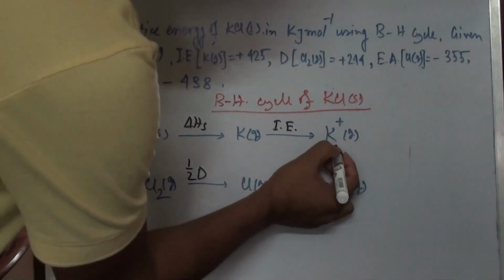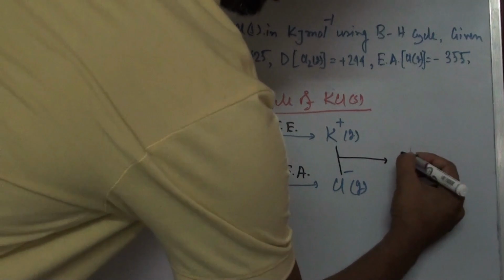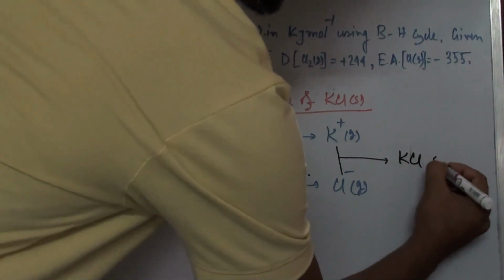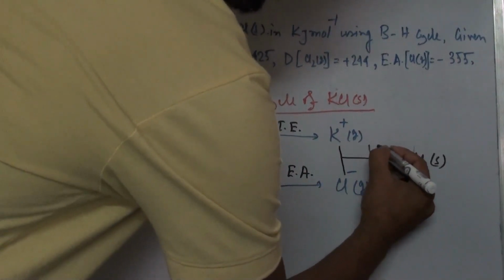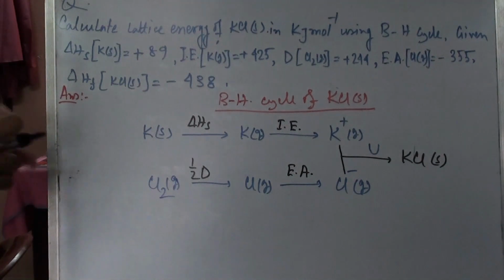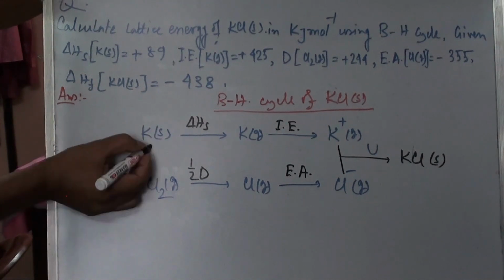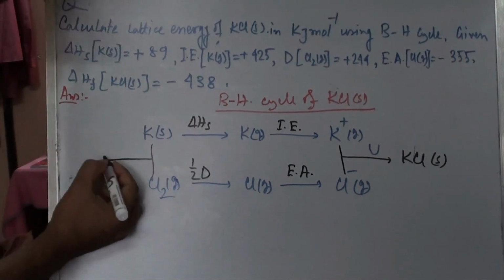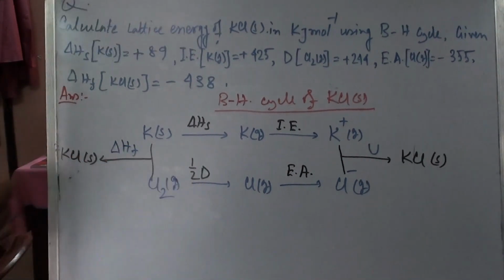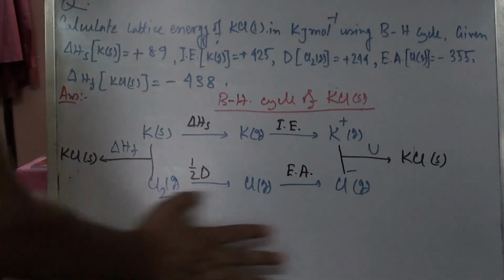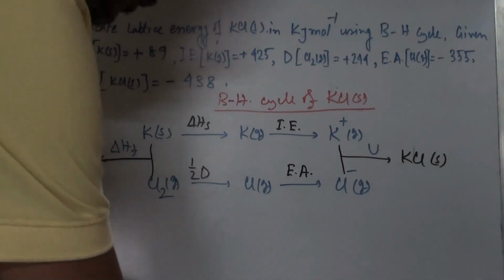Now when we combine these two, K plus gas and Cl minus gas, we get KCl solid lattice, so it is lattice energy U. And on the left side, when K solid directly goes to KCl solid, that is delta H formation of KCl. So this is our Born-Haber cycle of KCl. It is constructed. Now we have to apply Hess's law.